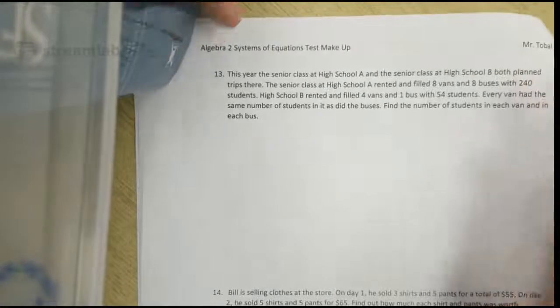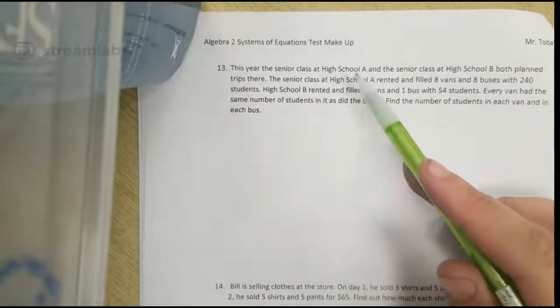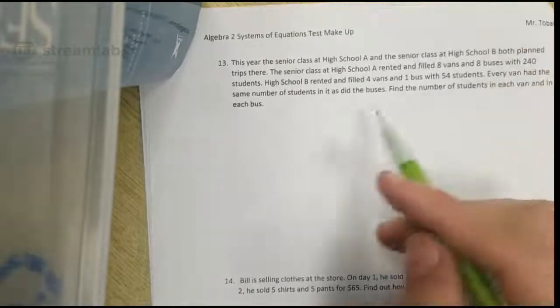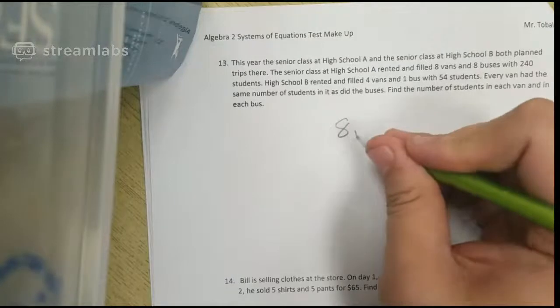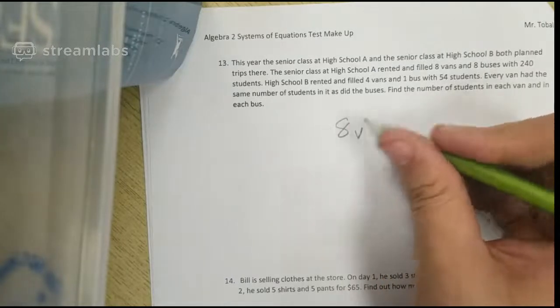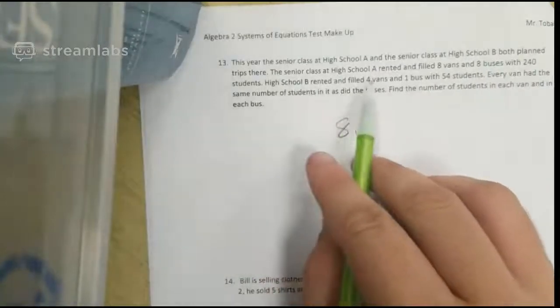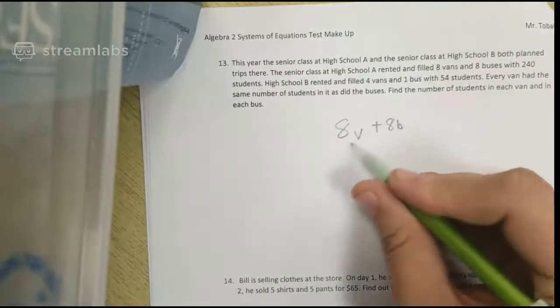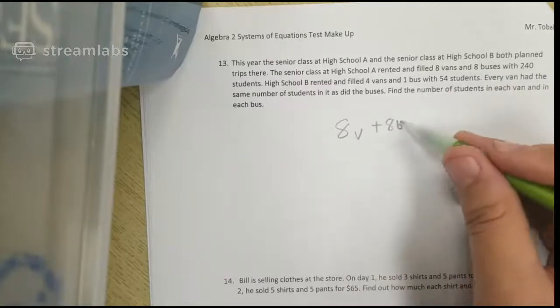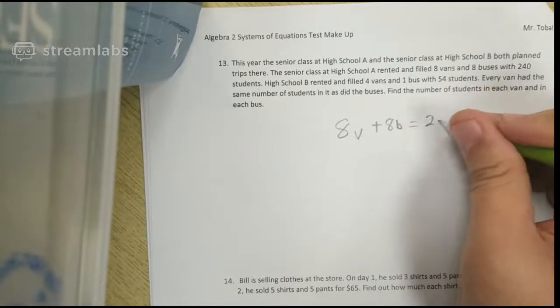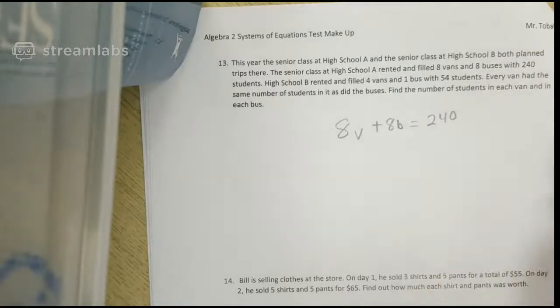All right. This is the same type as the previous question, okay? So this one over here. This year, the senior citizens Class A and Class B went on a trip. Class A rented and filled 8 vans. And there should be some amount of buses. And 8 buses. So 8 vans. And the van, V stands for how many people are in the van. And 8 buses, and it says for how many people are in the bus, for 240 people.